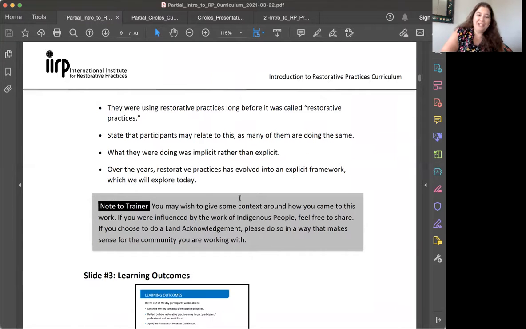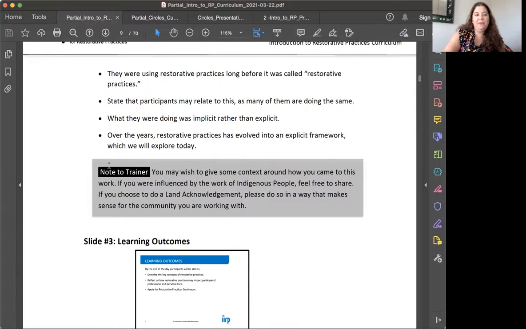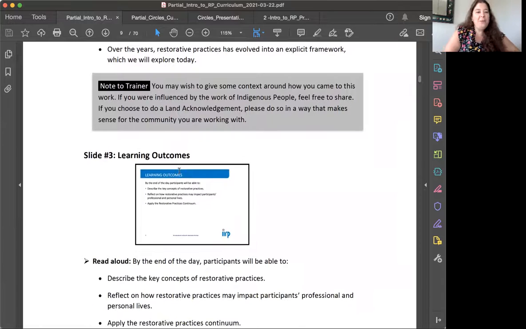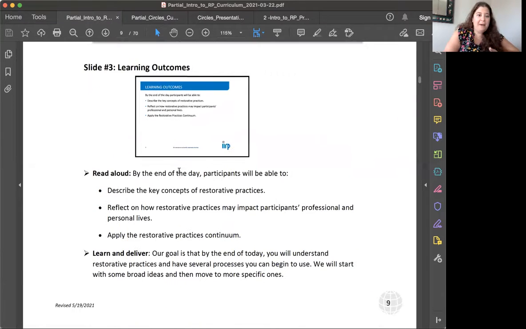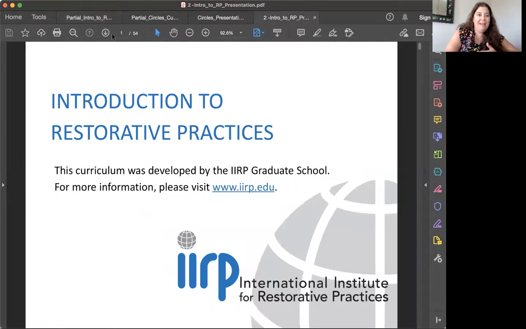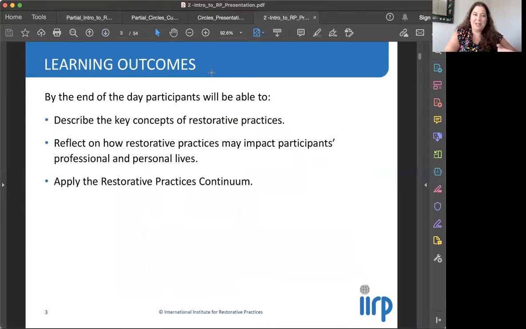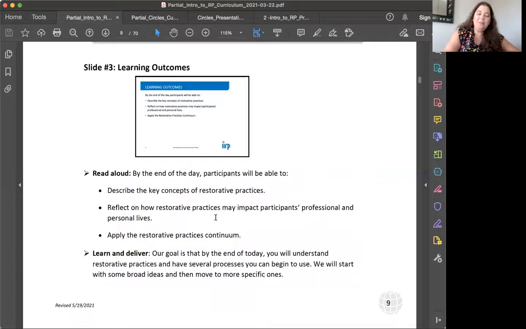So that's in this shaded box here. So you'll notice this as well throughout the training, throughout the curriculum, there are these little shaded boxes that will give little tips and notes. Then we move into the learning outcomes, which again, there's a corresponding slide every time it's here in the curriculum. You'll also see it here in the slide deck. So you'll be able to match those things together.